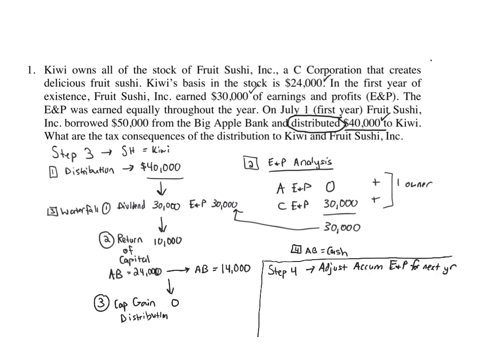So we have a 4-part formula. Accumulated EMP, given to us in the problem. Current EMP, given to us in the problem. Plus any step 2 gain. If you want to think of it as step 1 gain, that's fine as well. Minus distribution adjustment.